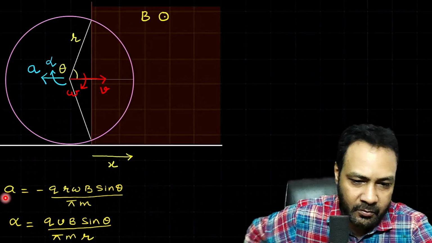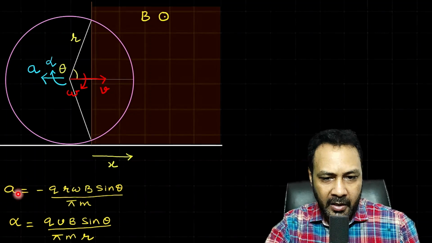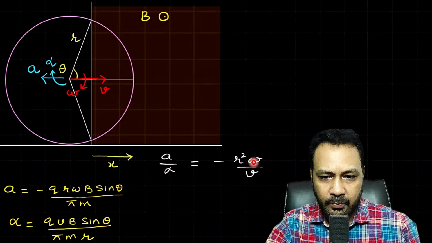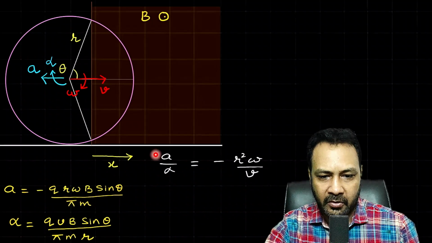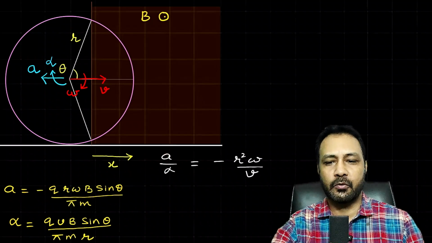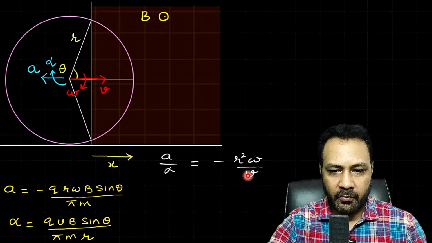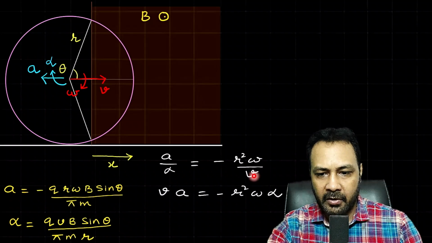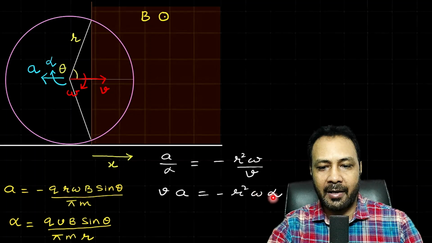Now let's go to next page. So whatever we got, we want to manipulate these things. So a we got this and alpha we got this. Let's divide these two. A by alpha, you see that q B sine theta and pi m will get cancelled. So if I divide these two, I will get a by alpha is equal to minus r square omega by v. Alright. So just rearrange that. Let me take v here and alpha here. So v into a is equal to minus r square omega alpha.